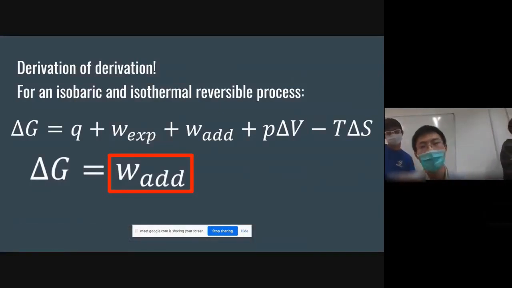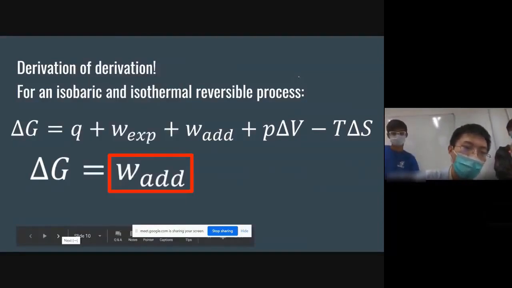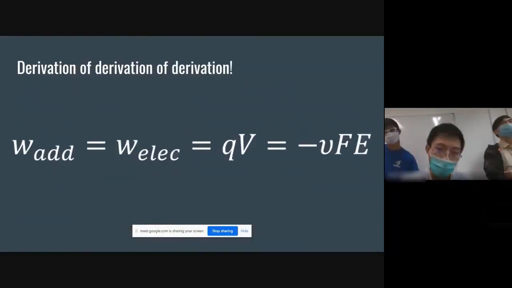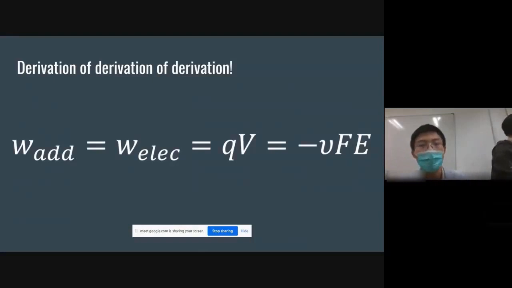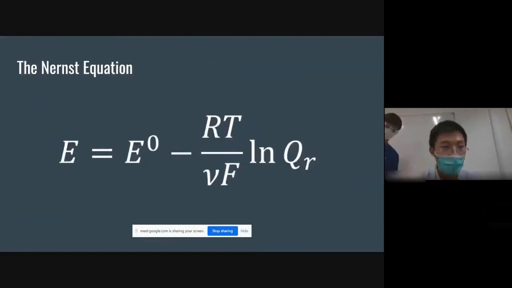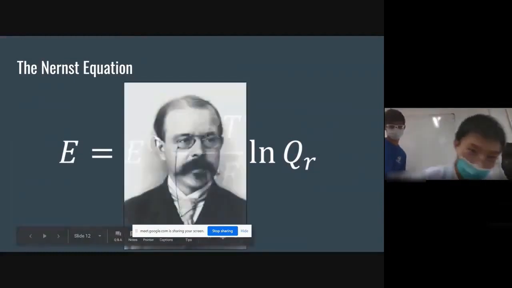And you might ask, what is the additional work? Remember this is an electrochemical reaction. So I claim that all of the additional work is the work done by the electricity. And what is the work done by electricity? Well, it's Q times V, the charge times the potential. Now the potential is the cell potential, and Q is given by minus the moles of electrons times the charge per mole of electrons. So there you have it. This is the derivation of the derivation of the derivation. And we have completely derived the Nernst equation. Now Nernst is very happy.